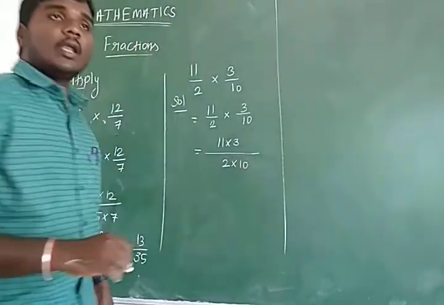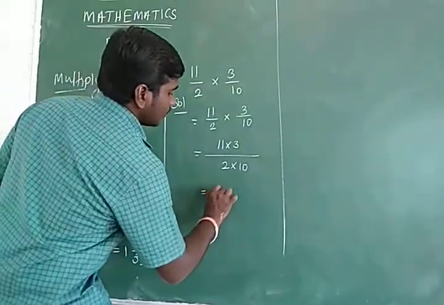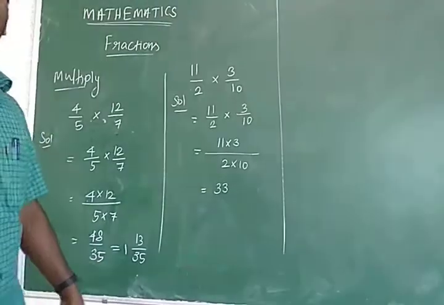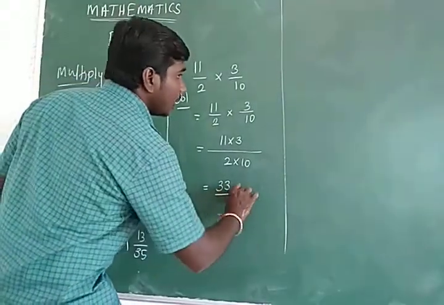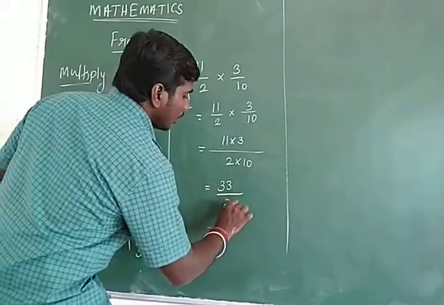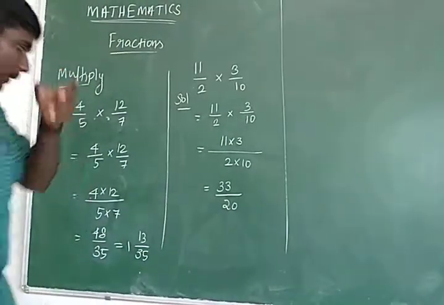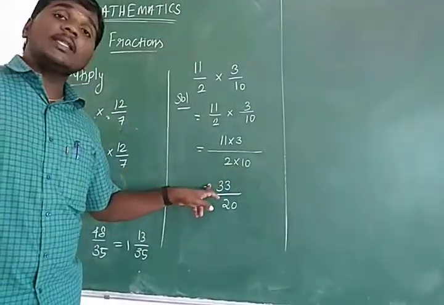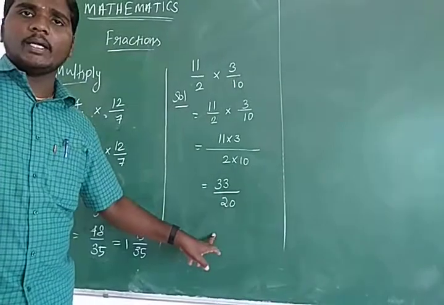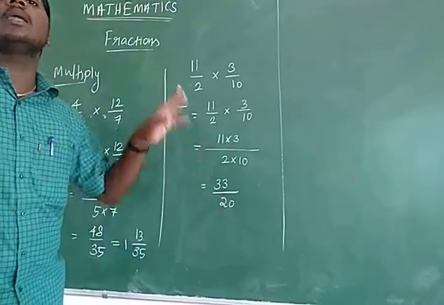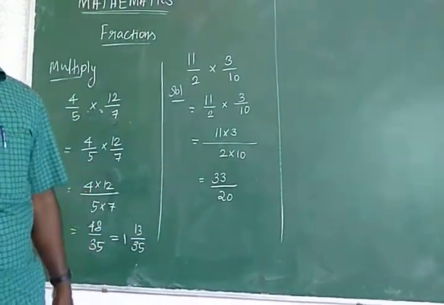11 3s are 33, divided by 2 into 10, 20. Now you check it. 33 is greater than the denominator. Numerator is greater than denominator, so it is an improper fraction. So we can convert into a mixed fraction.